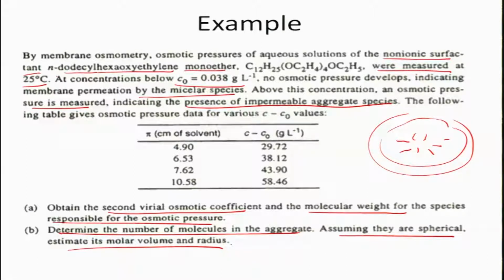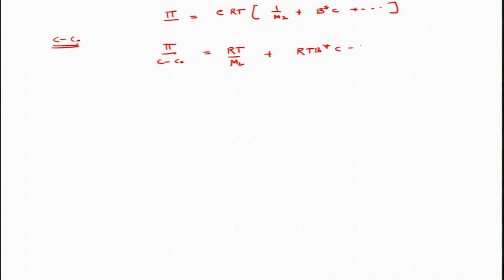If you look at the expression of pi with respect to the concentration which we have written, we considered not much dilute solution. We wrote something like this: pi is equal to some concentration C, RT times 1 by M2 plus B star C and so forth. This was what we wrote. Now, what about the C here? Considering that it is the concentration, it is C minus C0, because this is the amount we are talking about. So we write it like this: pi equals C minus C0 times RT by M2 plus RT B star times C minus C0. I am not interested in the higher order terms.